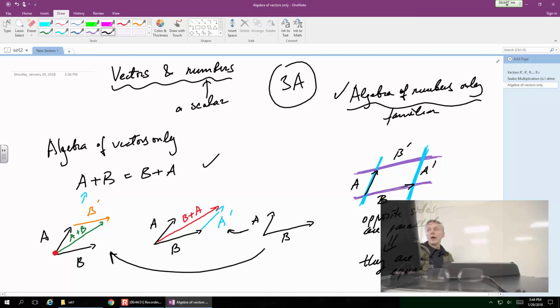Once you have a parallelogram, with opposite sides parallel and equal in length, then A prime is a copy of A, B prime is a copy of B, and then you just connect. What's left is a diagonal. That diagonal represents the sum of A plus B, B plus A. So the word for this, I hope you remember, is the commutative property, yes.